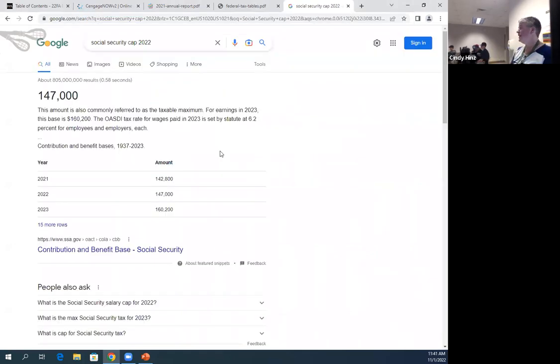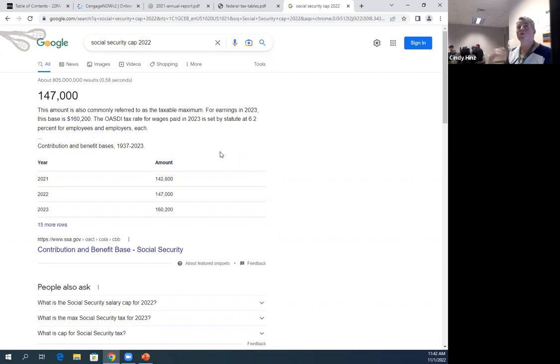Social Security has a cap. It has a maximum that you can be required to contribute in any calendar year. You can see that in 2023, next year, that cap will be $160,000. This year it was $147,000. Not too long ago, it was about $110,000. It goes up each year. It's somewhat indexed for inflation.